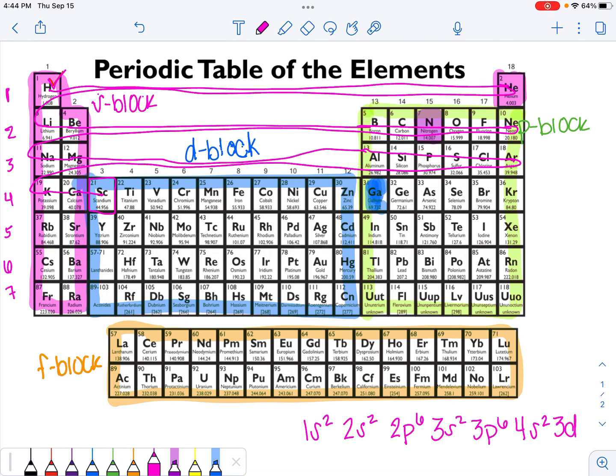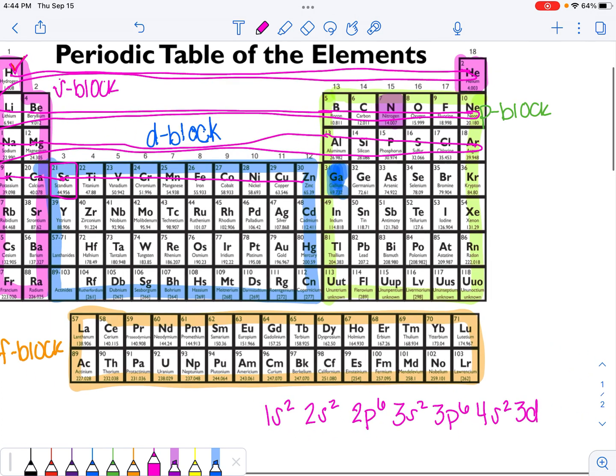How many elements do I have to cut through? 1, 2, 3, 4, 5, 6, 7, 8, 9, 10. D orbitals hold 10 electrons, so I'm going to put my 10 electrons right there. Now I've gotten to gallium, which happens to be in the p block. It's in the fourth energy level, fourth period, back to our regular pattern, in the p block, and I only need 1 electron to fill it.